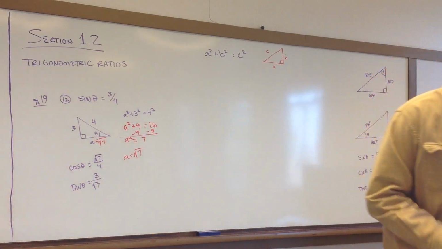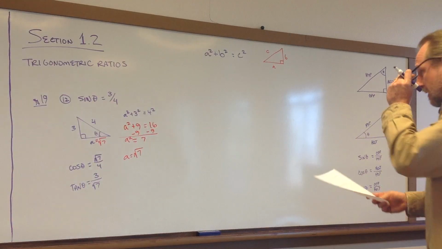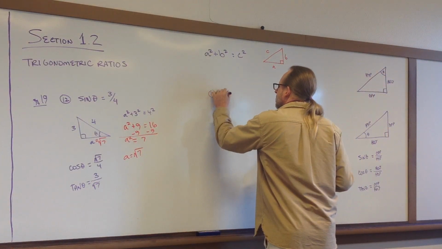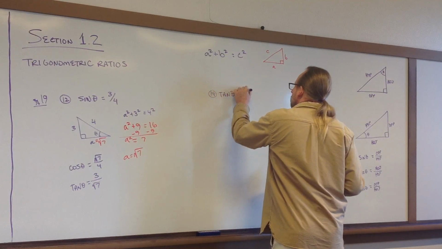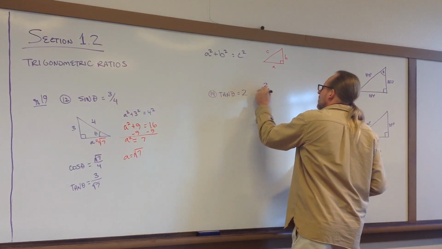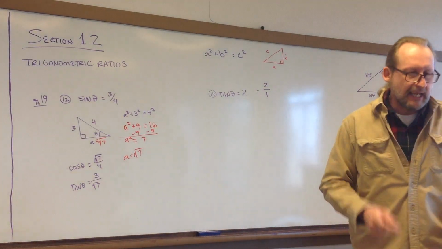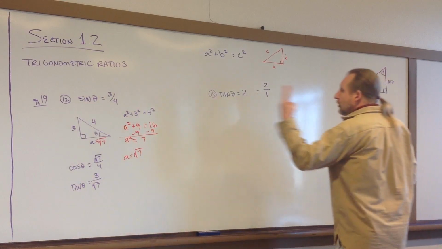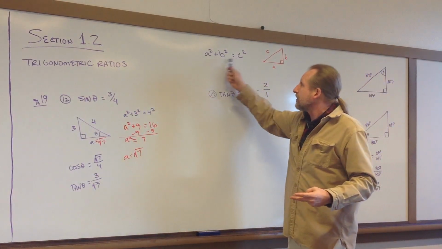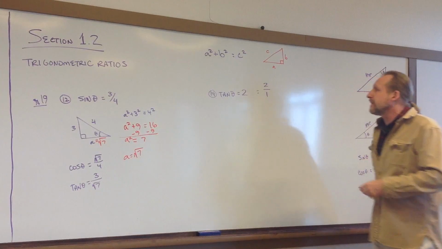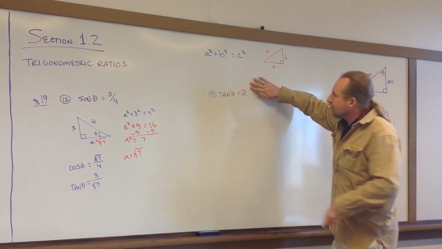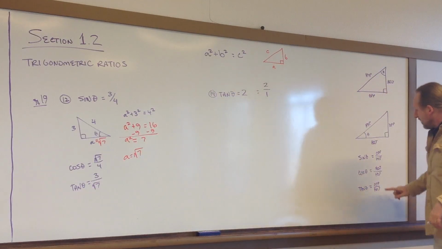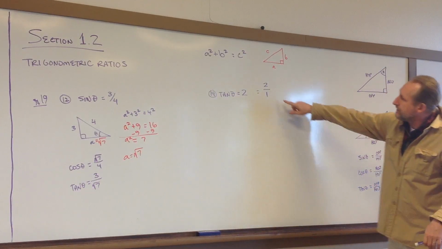All right, let's do a couple more of these, see what they look like. Problem 14, tangent theta equals 2. Which means as a ratio, this is 2 over 1. That's the key, is that each of these trigonometric ratios represents 2 of the sides, and then you can find the third side using the Pythagorean theorem. Well, in the original problem, we only had a single value. Well, to make that work, you just throw in a 1 in the denominator.